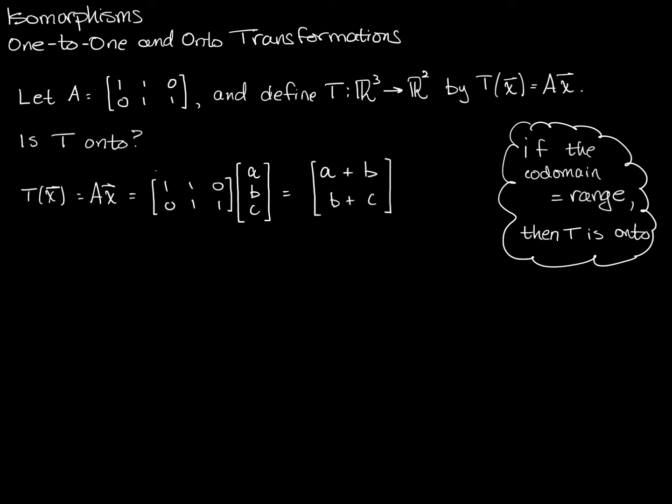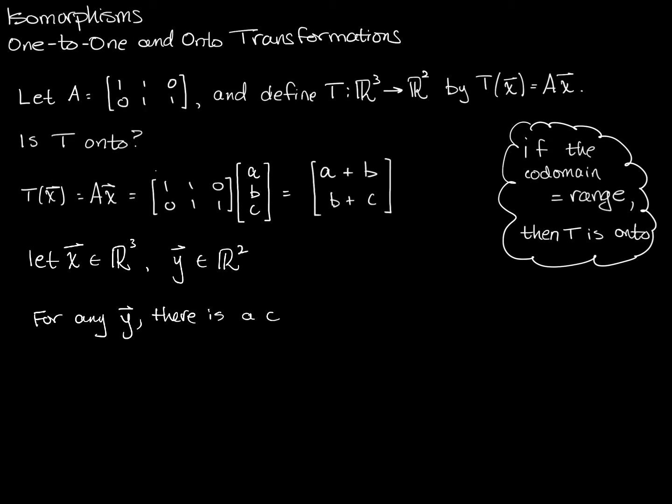Let's say that we have some X in R3, that's our domain, and we'll call our output vector Y, but we know that that's in R2. Then what we need to show here is that for any vector Y, there exists a corresponding vector X. So what does a Y look like?